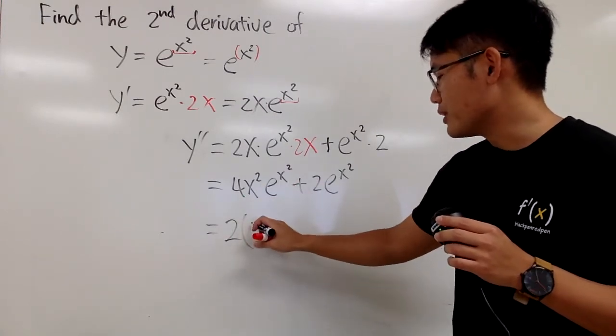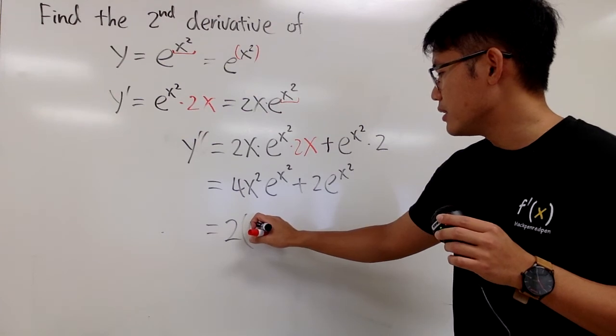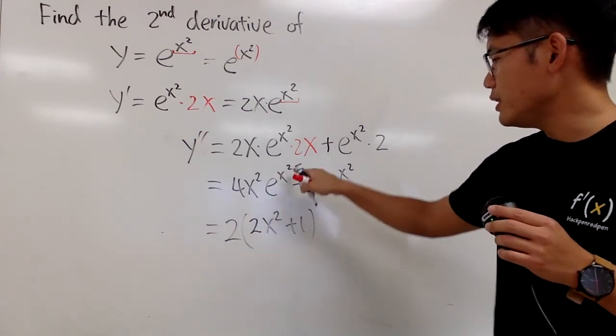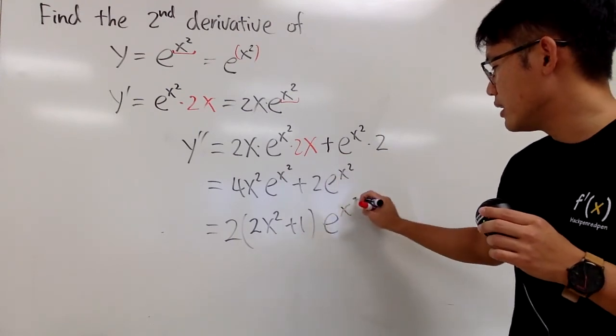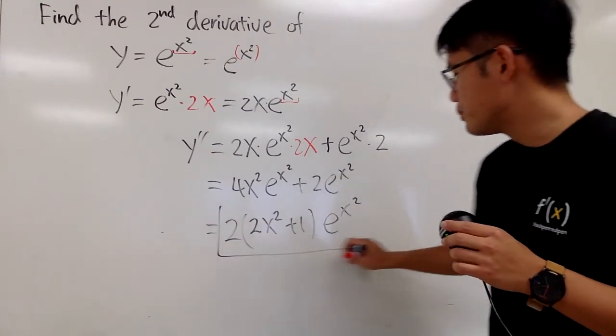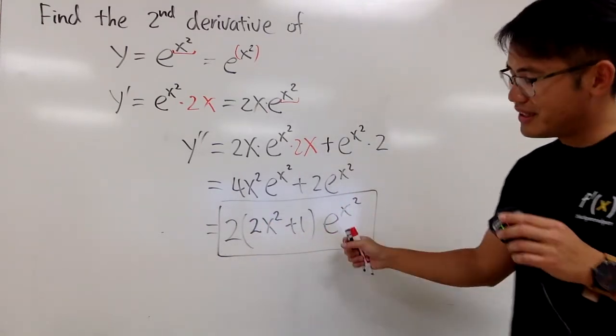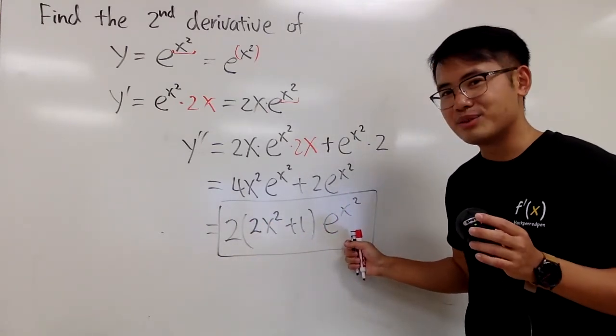So I'll write down 2, parentheses, 2x squared plus 1. And I will factor out e to the x squared and put that at the end, like that. Usually we try to put polynomials in front of e to the whatever. So I think this is a nice result. That's all.